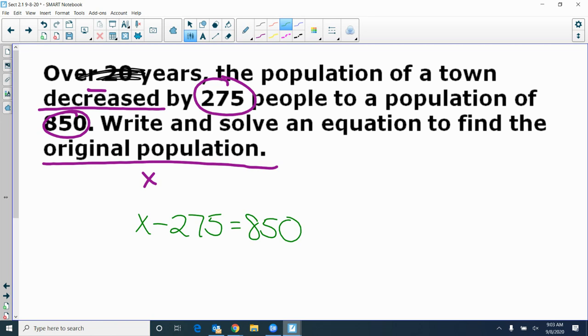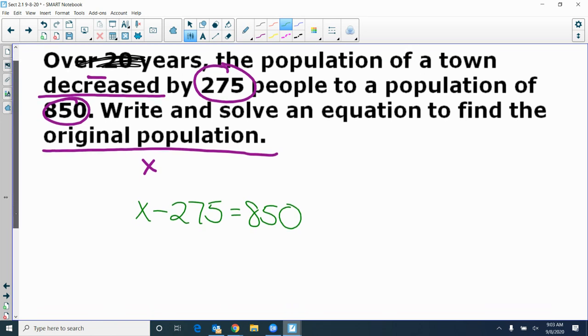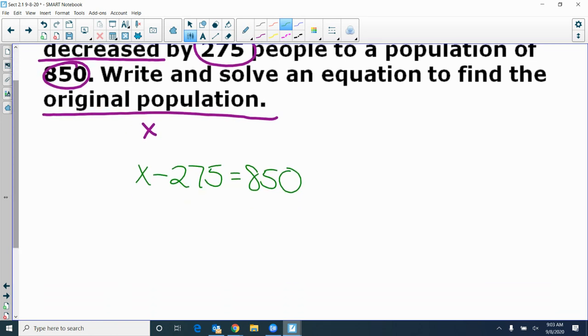So now I have my one-step equation, and I just need to solve it. If I draw my line through my equal sign, Josh, how do I solve this? How do I go about solving this equation? You add 275 to both sides. Good. I'm going to add 275 to both sides.